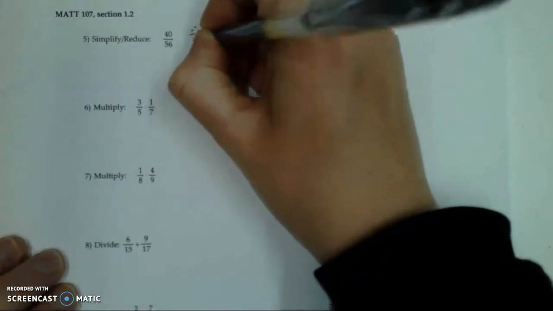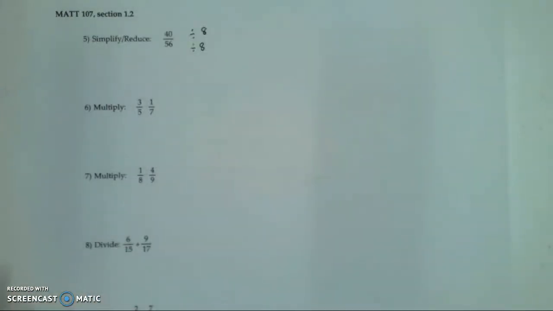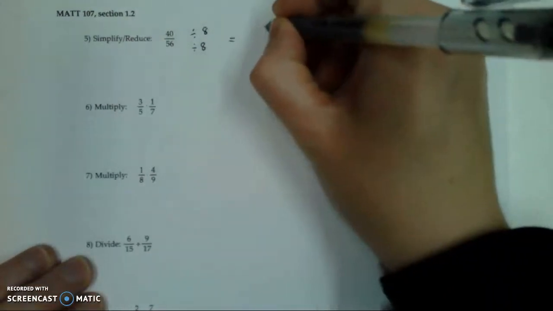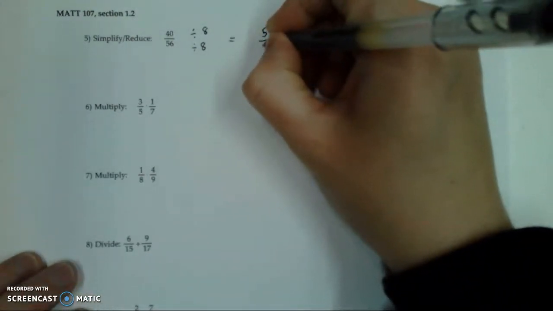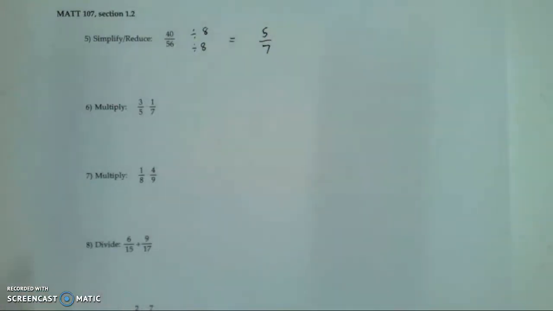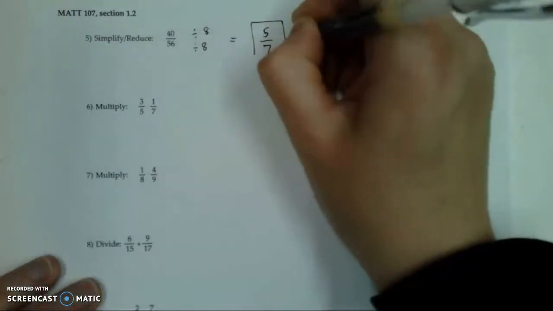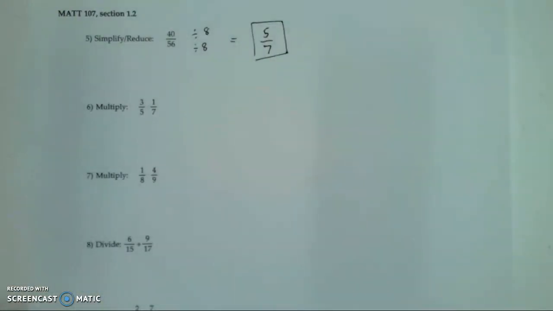So whatever we do to the top, we're going to do to the bottom as well. So I'm going to divide them both by 8. 40 divided by 8 is 5, and 56 divided by 8 is 7. Remember, if you're not sure, check your final answer. Is there anything that divides into both of them other than 1, because 1 divides into everything? Here, nothing divides into both of those. So that is my answer.